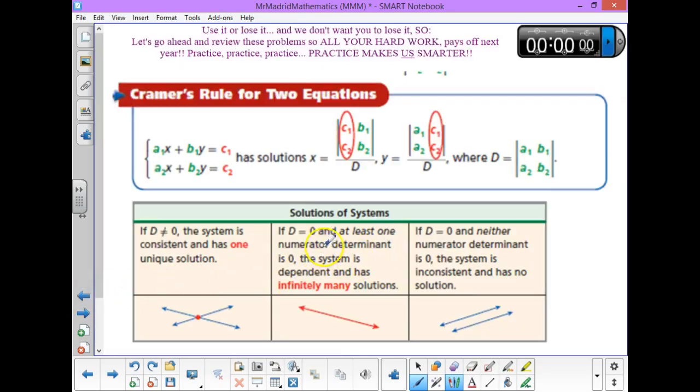Where are we? So at least one of the numerators is 0. You would have infinitely many solutions. If d equals 0 and none of those numerators I just circled are also 0, then you have no solution. However, our d does not equal 0. Therefore, it has one unique solution.